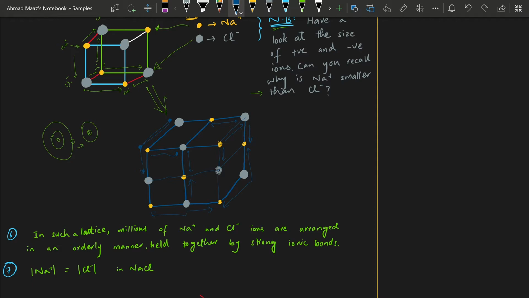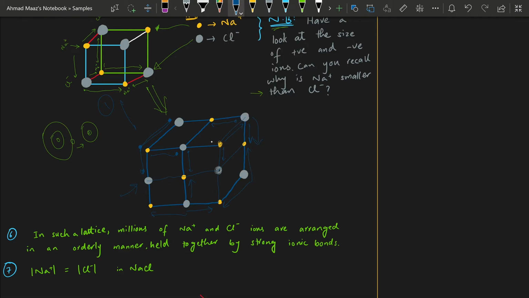This is one unit over here. Now these are two units, and this is how the crystal keeps growing. Every sodium ion gets attached to a chloride ion, and every chloride ion then gets attached to a sodium ion, and this is how it keeps growing.